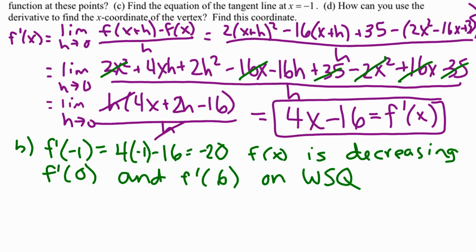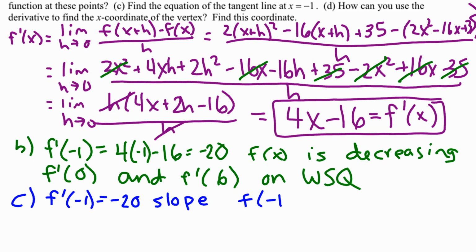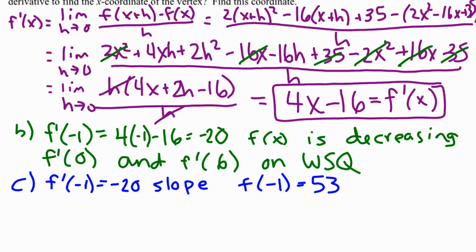Part C, we're going to combine a little bit more. We're going to find the equation of the tangent line at x equals -1. Remember, for the equation of a line, you need a slope and a point. So we have our slope. That's our slope. We're going to need our point, though. So what is f of -1? Well, if you plug it in, I think that you should get 53. I'm going to use, since I have a point and a slope, the point-slope method of finding a line. y minus y1 equals m times x minus x1.